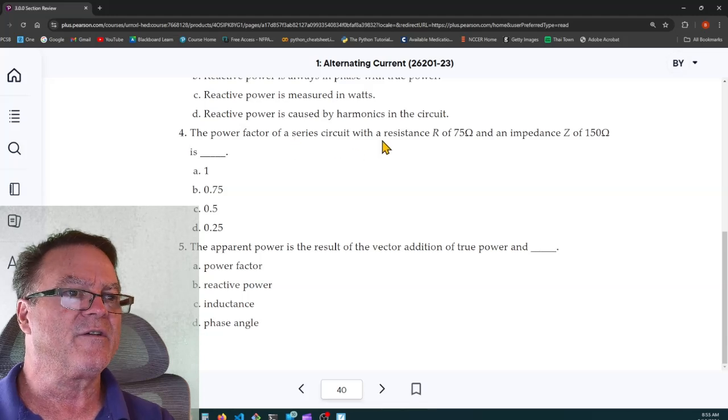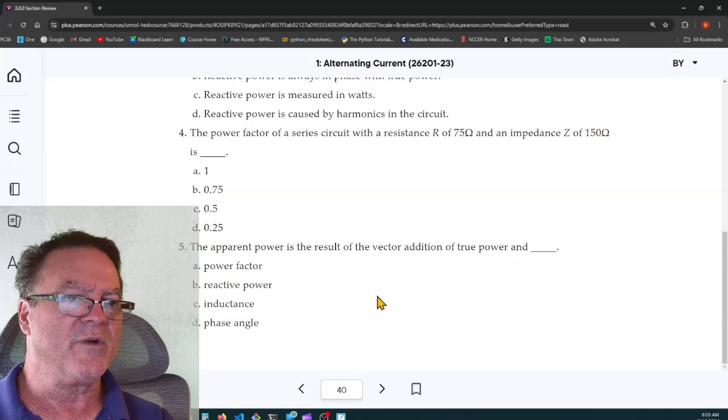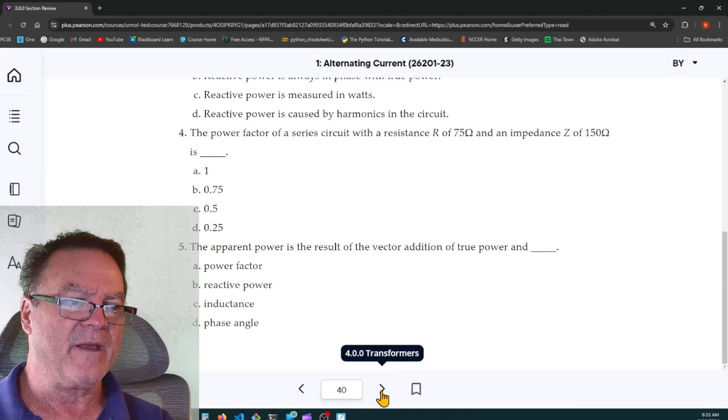The power factor of a series circuit with a resistance of 75 ohms and an impedance of 150 ohms is 0.5. 75 divided by 150 is 0.5. C. The apparent power is the result of the vector addition of true power and reactive power. And they say reactive because it could be capacitive reactive or inductive reactive. All right, very good.